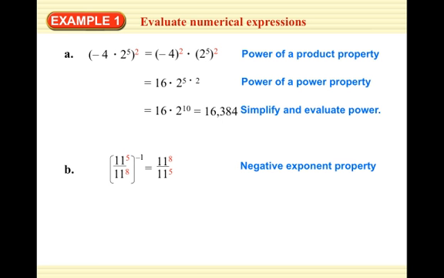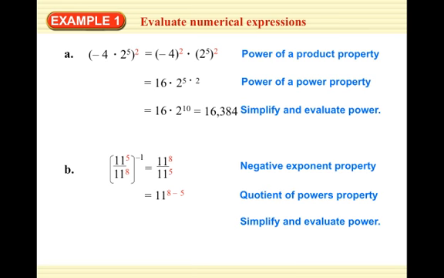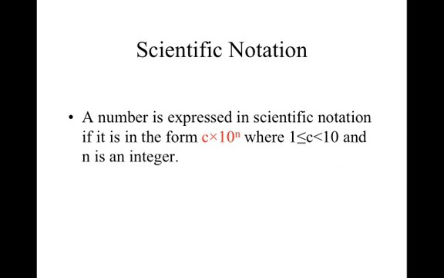So this actually combines a couple of steps. So we've got 11 to the 8th power over 11 to the 5th power. And now we use our quotient property where we subtract the exponents. So we have 11 to the 8 minus 5. And so that's going to give you 11 cubed, which is 1,331. One of the most common uses of all of these properties of exponents is in scientific notation.